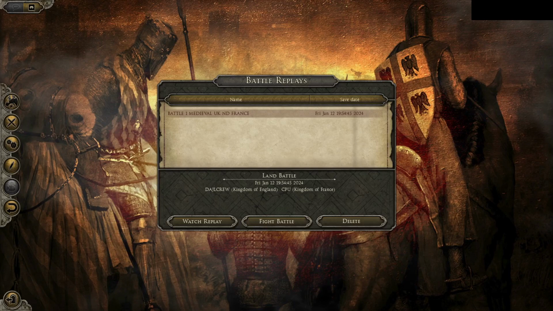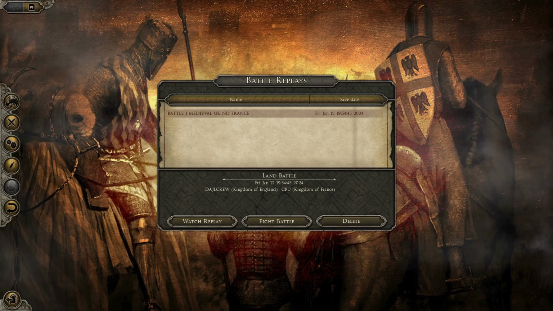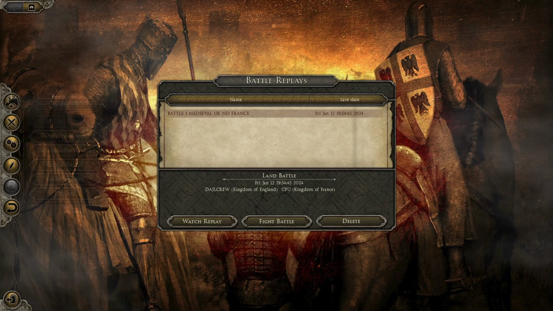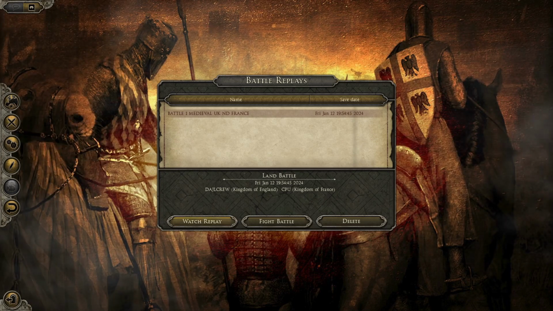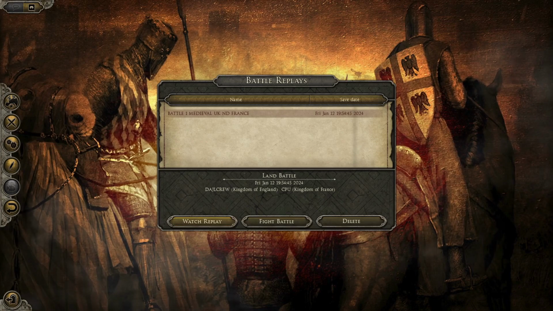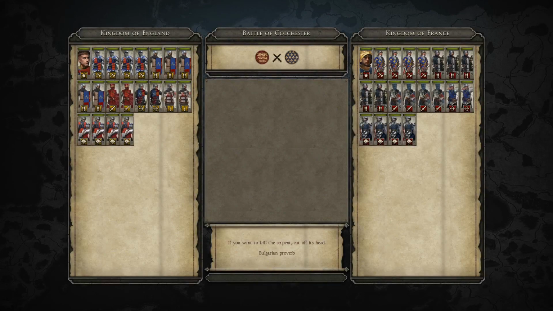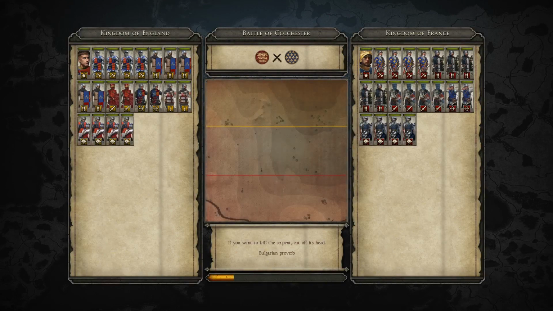All right, everybody. Hey, we are back at it here on Total War Attila. This is the 1212 mod, and we are going to go into medieval UK against France. Yeah, this is the 1212 AD mod. We have the Kingdom of France and Kingdom of England. I will be playing as the Kingdom of England. It's the Battle of Colchester.